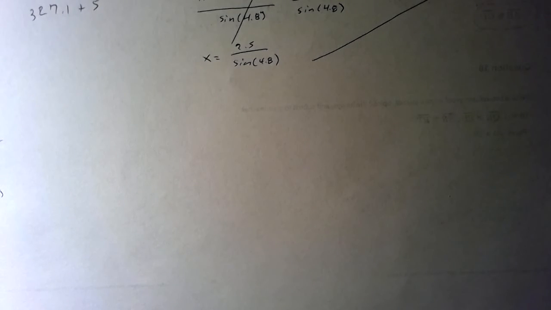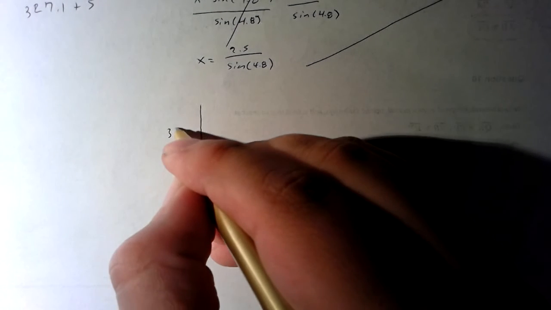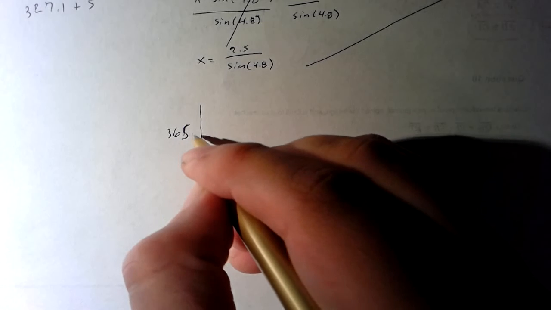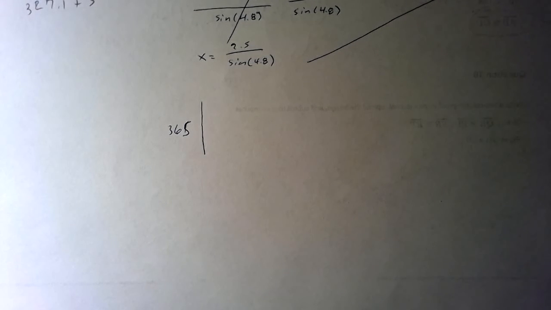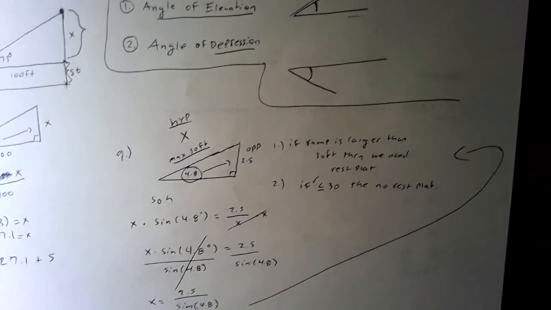Number 10 is actually not as difficult as it seems. So it's talking about Bridal Veil Falls and so on, from the top of the 365-foot waterfall. So top of a waterfall. He looks down at an angle of depression of 27 degrees. So we're going to have to be careful.